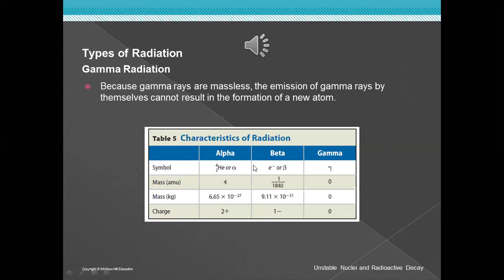Alpha. Okay. What about its mass according to AMU? Its mass is 4. And its mass by kilogram? 6.65 times 10 to the power negative 27. Okay, and its charge? Positive 2. Okay, thanks, Thamer.